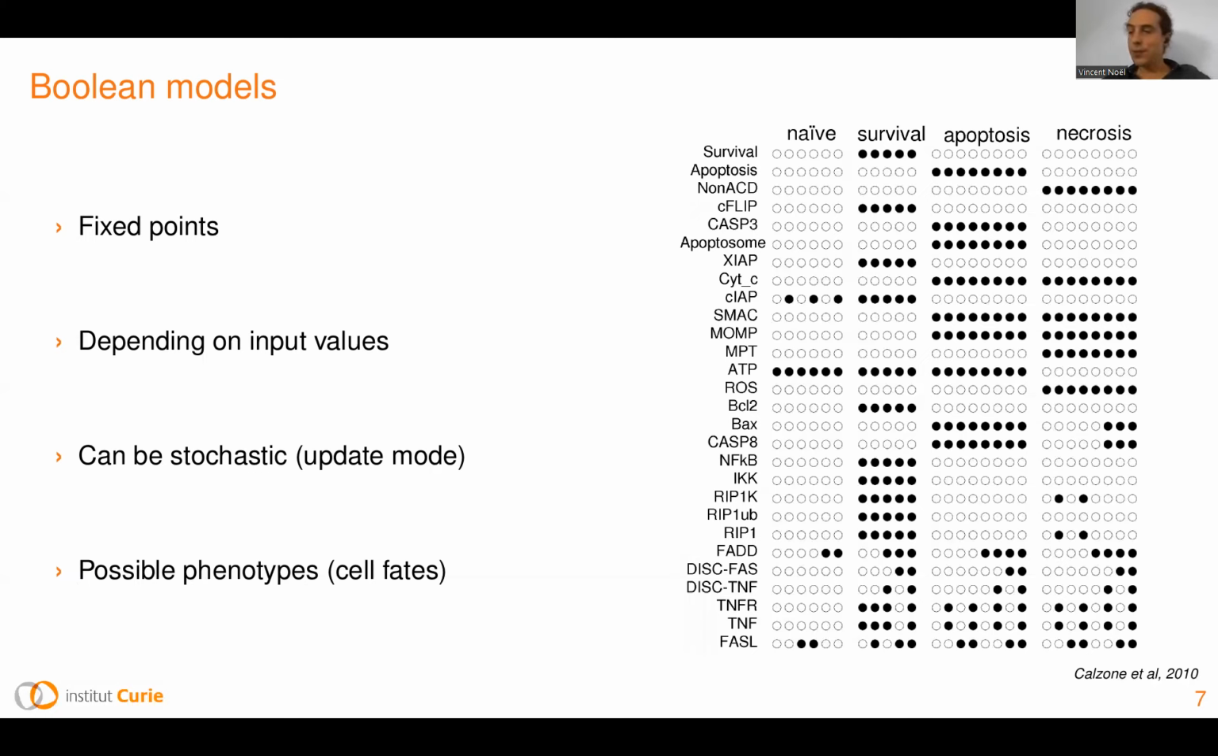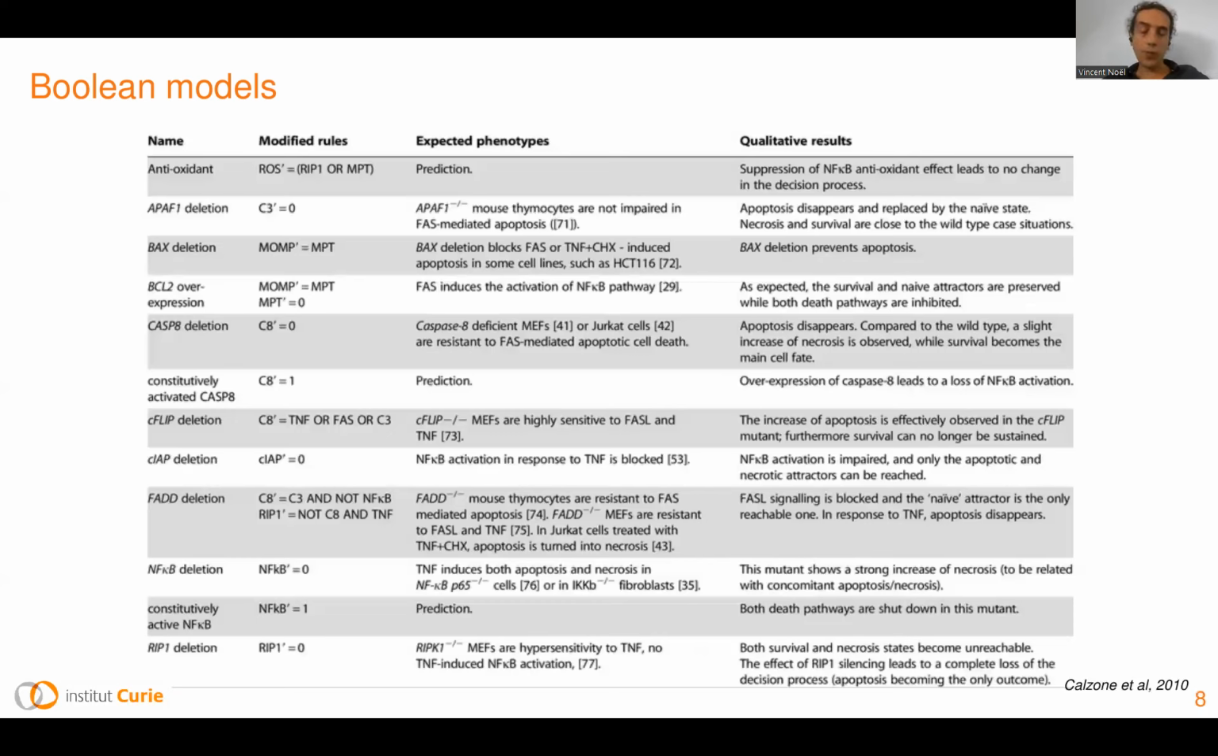One important aspect of what we do when we have this type of Boolean model is that we can study mutants. We can study different treatments or different mutations, and compare them to what is happening in the real biology. So, for example, if we look at this NFκB deletion, where deletion means that we force the node to be 0, we can see that this should induce apoptosis and necrosis when we submit the cells to TNF.